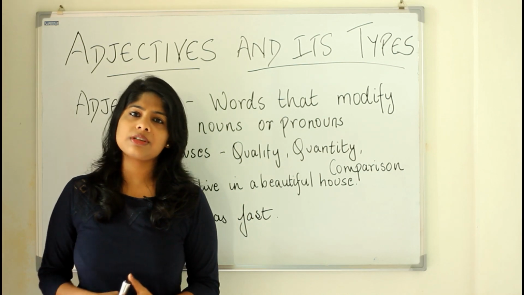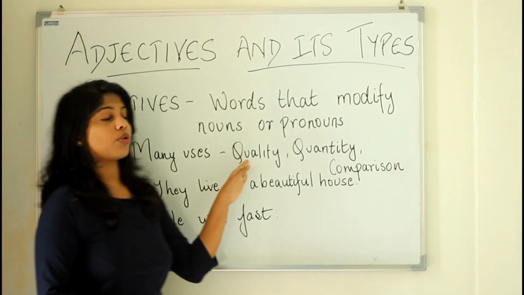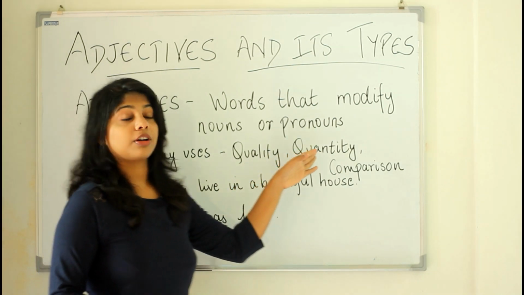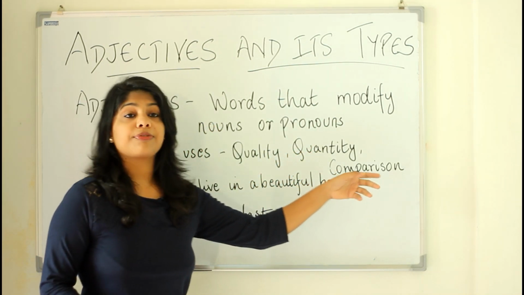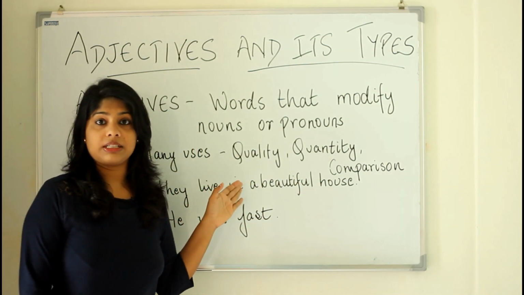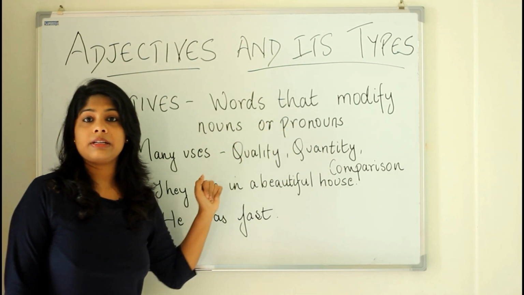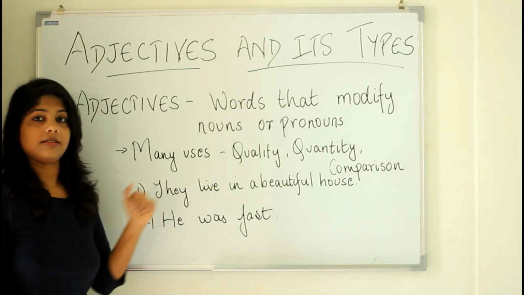There are many uses of an adjective. I have listed down a few. It tells you the quality. It tells you the quantity. It is used for comparison. These are just a few of the uses of adjectives. There are many more. We'll understand what are adjectives with the help of these sentences.